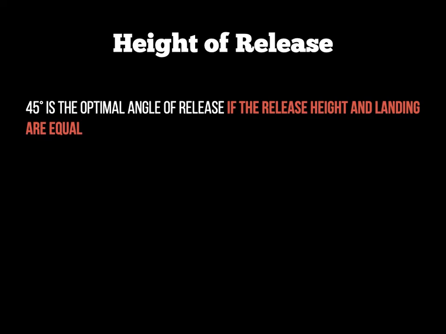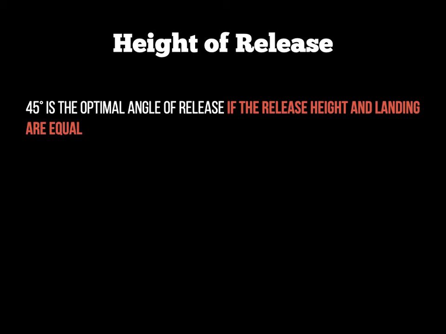The third and final factor is height of release. Now, as we've just mentioned, 45 degrees is the optimal angle of release, but it's only optimal if the release height and the landing height are equal. So going back to my javelin, you're holding the javelin slightly higher than where it will land, and so therefore 45 degrees potentially is not the correct angle to throw a javelin, because the release height is slightly higher than where it's going to land.